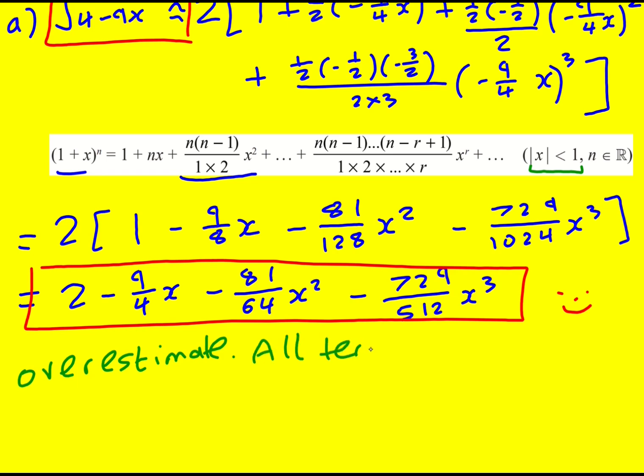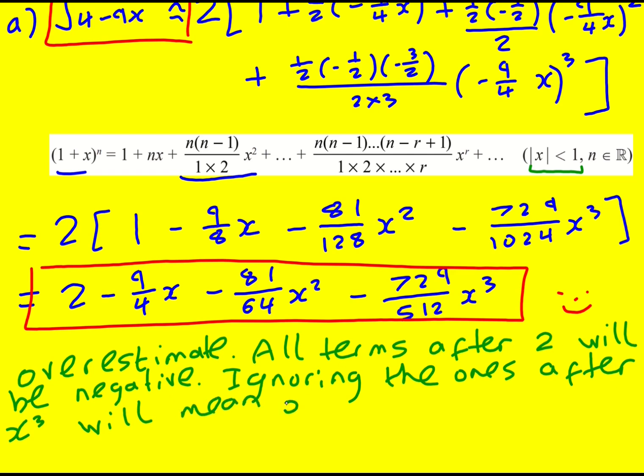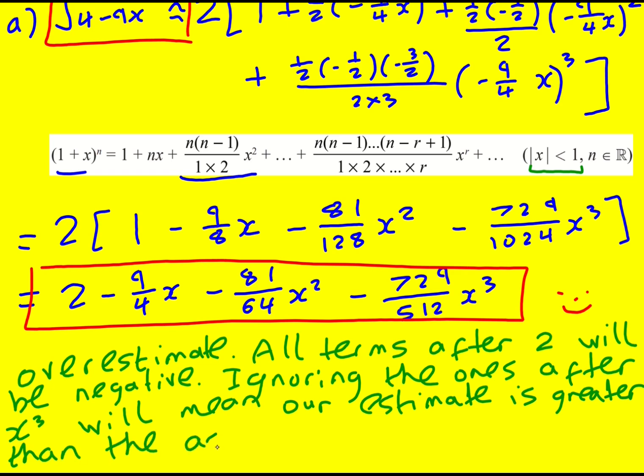So all terms after 2 will be negative. Ignoring the ones after x cubed will mean our estimate is greater than the actual value. That's what I wrote when I did it.